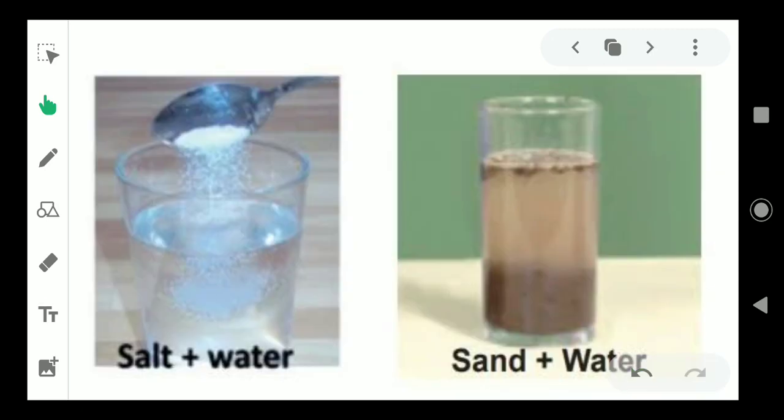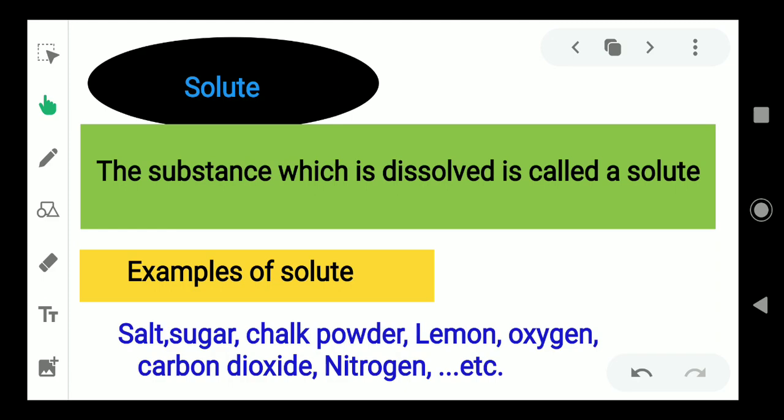See, here salt solution is given, sand solution is given. If you stir the salt solution well, it will have the color of water itself. We cannot see any more salt in it. But in the case of sand, the sand will be deposited at the bottom. We can still see some sand particles at the bottom of the glass. These are examples of solution. Now let's see them in detail.